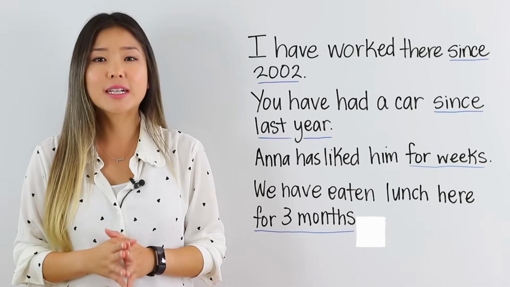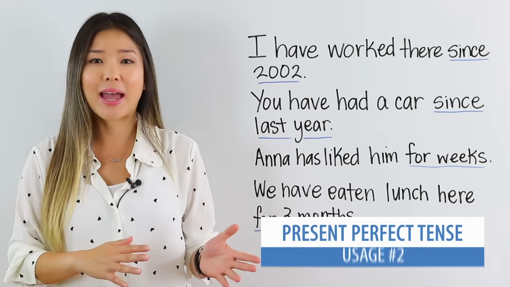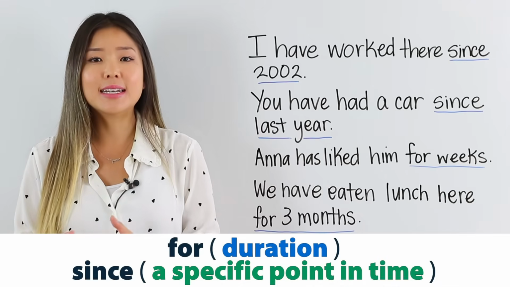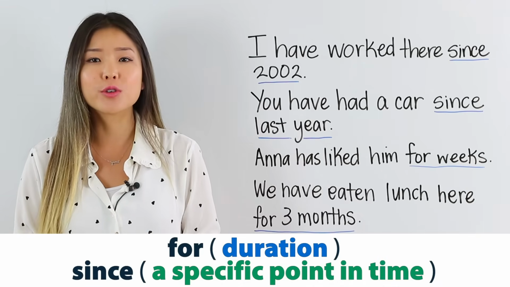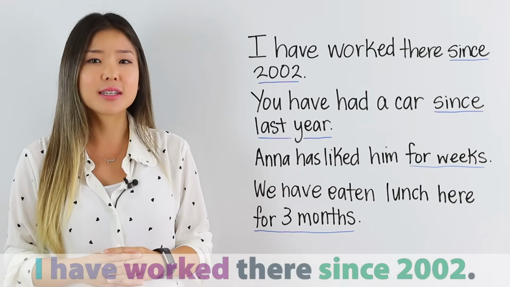The present perfect tense is also used to describe an action that started in the past and continues in the present. For and since are common expressions used with the present perfect tense. Let's take a look at these examples.